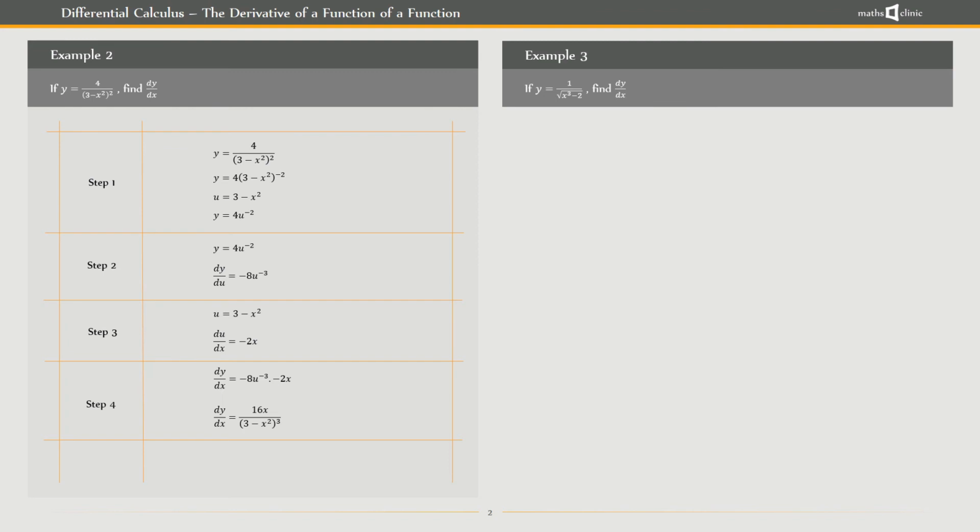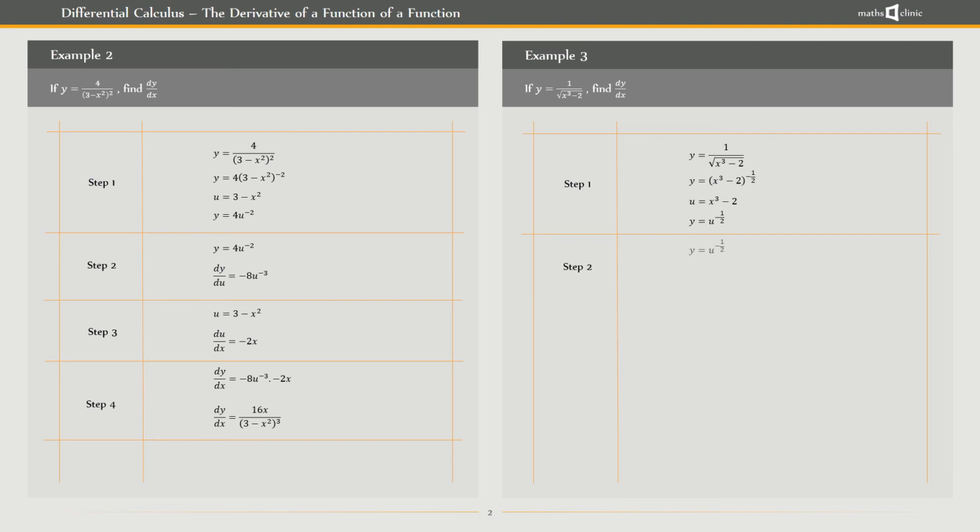So example 3. Example 3 says if y equals 1 over the square root of x cubed minus 2, find dy/dx. First thing we want to do, we have y equals 1 over the square root of x cubed minus 2, so y equals (x cubed minus 2) to the power of minus 1 over 2. We can say that our u is our inner function, x cubed minus 2, which means y equals u to the power of minus 1 over 2.